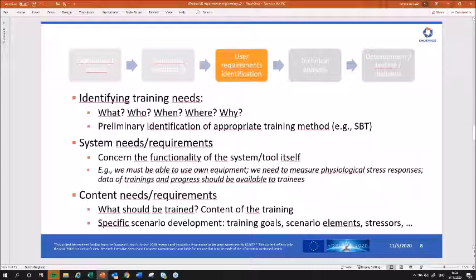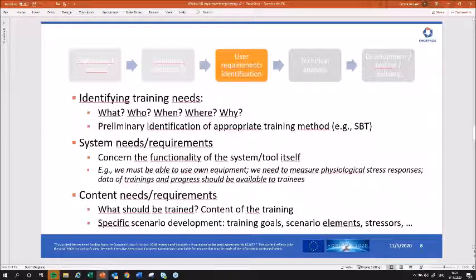So you have to think about which scenarios you want to train and which elements should be included in those scenarios. When you have broader operational needs, such as in our project where you say, okay, we want to train better decision making, it's much more difficult to pinpoint exactly in which scenario you want to train, because decision making is inherently present in all interventions that you do.